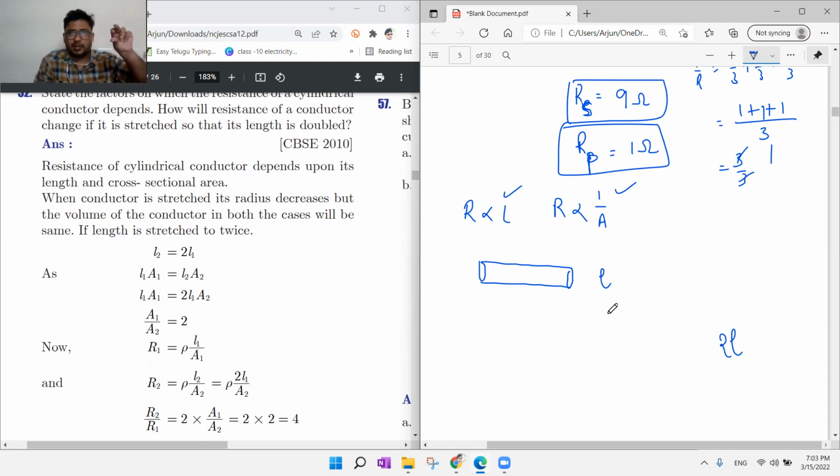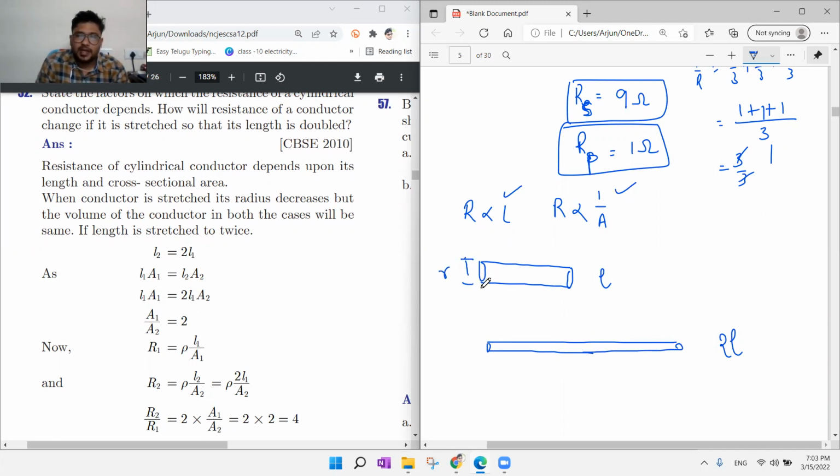That thick conductor will become thin. It means if it is stretched, the radius will automatically decrease. It will not be this thick. This radius value will be decreased, right? Which means the area of cross section is decreased. Now here you can observe L2 is nothing but 2L1. If the length of the conductor is L1, L2 is twice the first length.